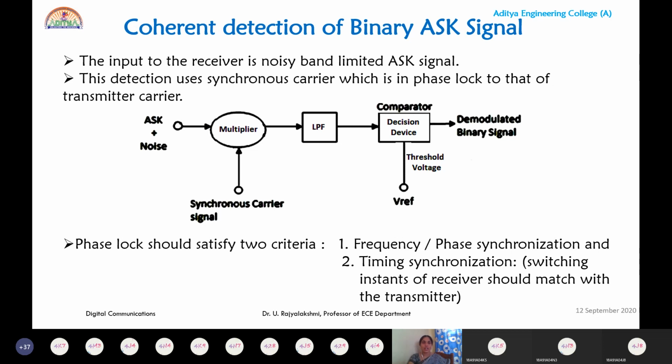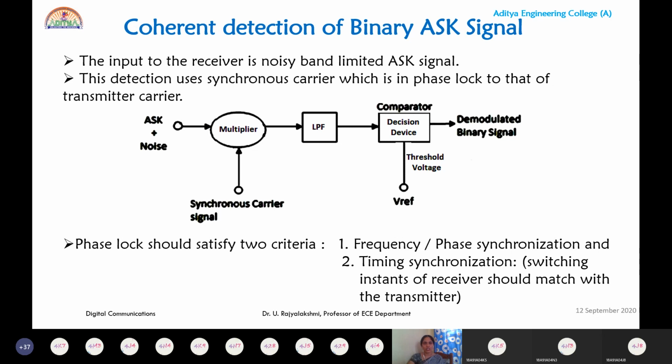This should undergo two kinds of synchronization. One is frequency and phase, and the second one is timing synchronization. The timings should also match, so the switching instance of the receiver should match with the switching instance of the transmitter section. Okay, this is the coherent detection of binary ASK.